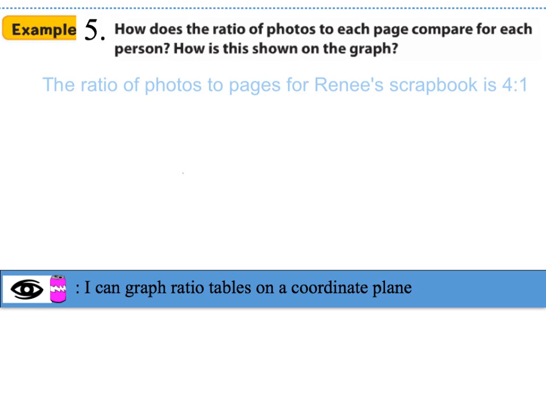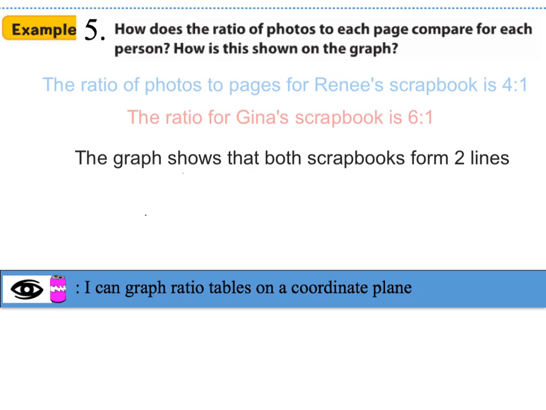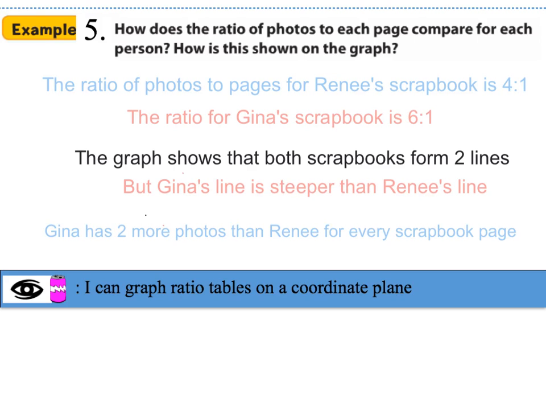By looking at the information in the other examples, we know that the ratio of photos to pages for Renee's scrapbook is 4 to 1, which means she has 4 photos on every one page. We also know that the ratio for Gina's scrapbook is 6 to 1, which means there are 6 photos for every one page. The coordinate plane graph shows that both scrapbooks form 2 straight lines, but Gina's line is much steeper than Renee's line. The reason why Gina's line is steeper is because Gina has 2 more photos than Renee for every scrapbook page.